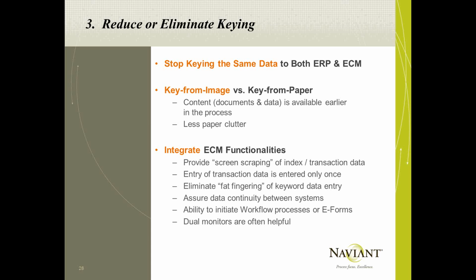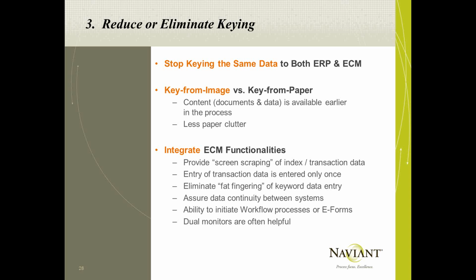So I'm going to jump in here as we talk about the third piece, reducing or eliminating that keying. Again, that's the most laborious piece oftentimes in AP processing. And as we talk about the introduction of an ECM system here, oftentimes people think, well, I don't want to do that because I still have to key into my ERP system, then I have to index this document in my ECM system. Well, there's a number of different key from image enhancements that are available that allow us to effectively screen scrape information from the ERP system and utilize that information for indexing the document within the ECM system.